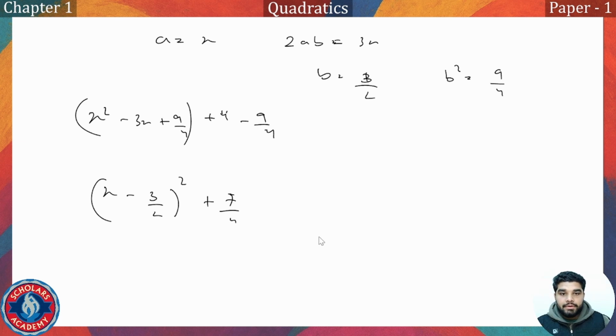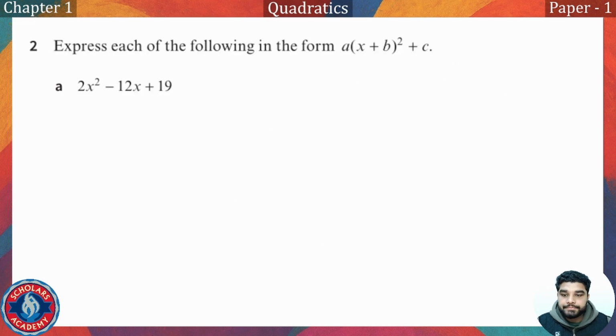Alright, okay, let's continue. So now question 2. Express each of the following in the form of a(x plus b) whole square. We have one constant over here, so it means we need to take something common. We'll check it. And plus c, that's like the previous questions. So for this a to be over here, we need to take a constant common from the whole square term. Let's check. Ignore this 19. We'll go with the previous thing only.